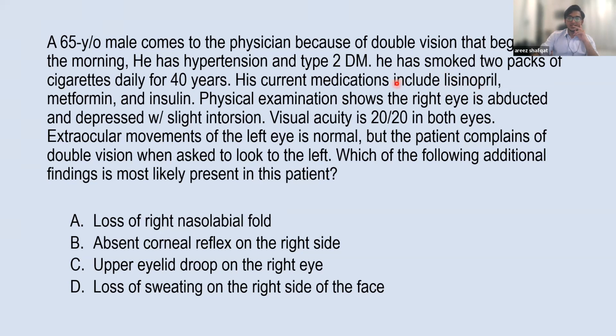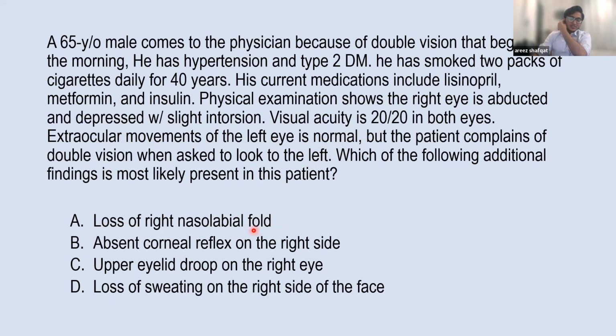C. All right. So this person is a 65-year-old man with double vision that began in the morning. He has a history of diabetes and he smokes cigarettes. The eye is deviated down and out. What palsy was that? That was oculomotor nerve palsy. Extraocular movements of the left eye are normal, but the patient complains when asked to look to the left. So he can't adduct his right eye, which is the medial rectus, which is supplied by the oculomotor nerve.